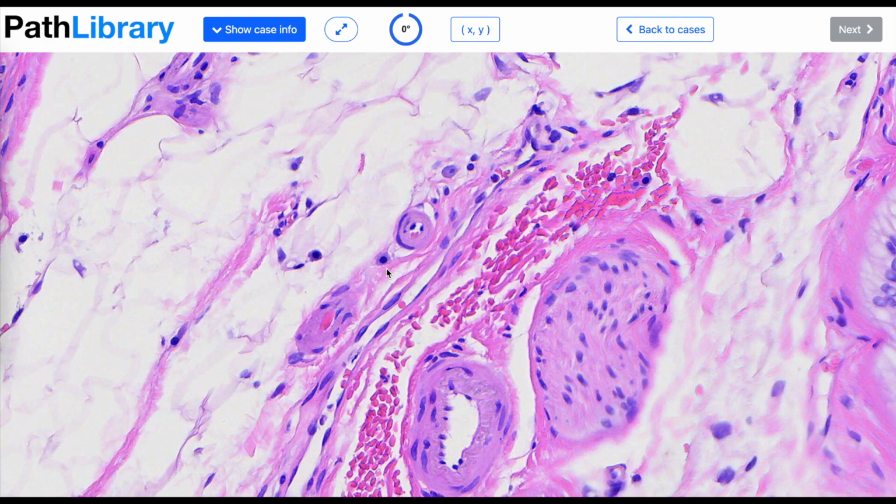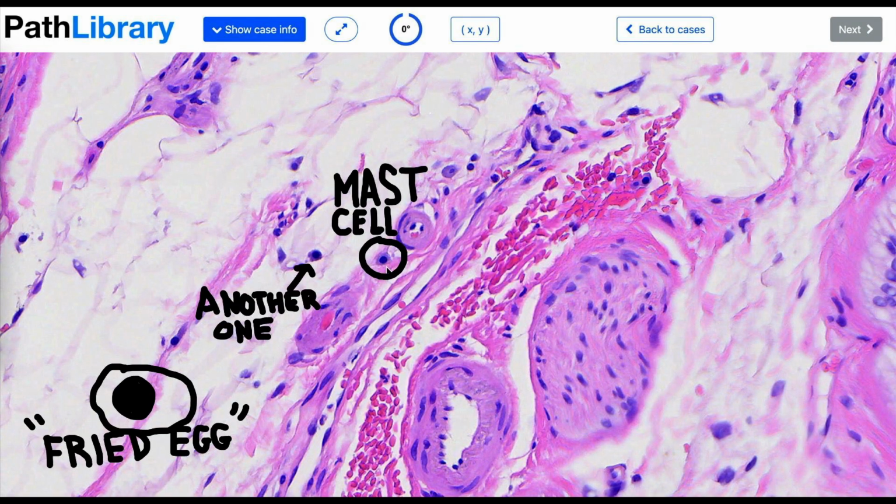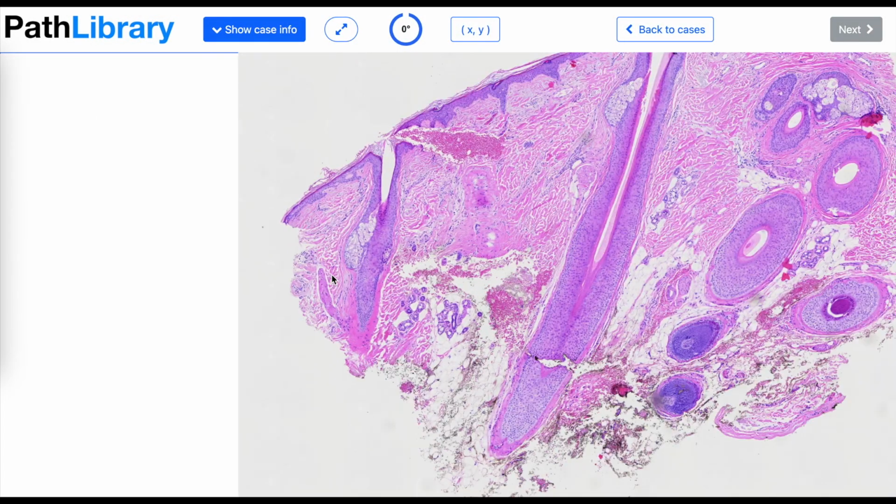By the way, that right there, that's a mast cell. It's got this perfectly circular, dark nucleus, so-called resembles a fried egg, according to some people. I guess if you have an imagination for that kind of thing.